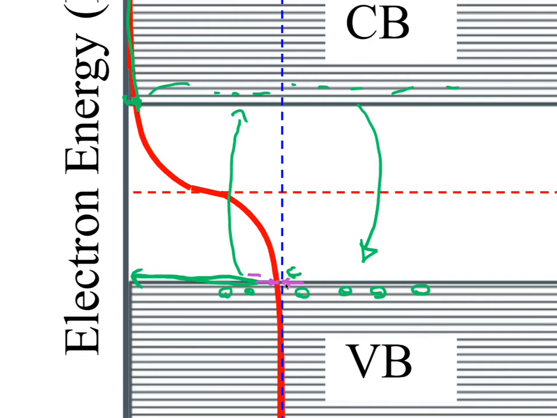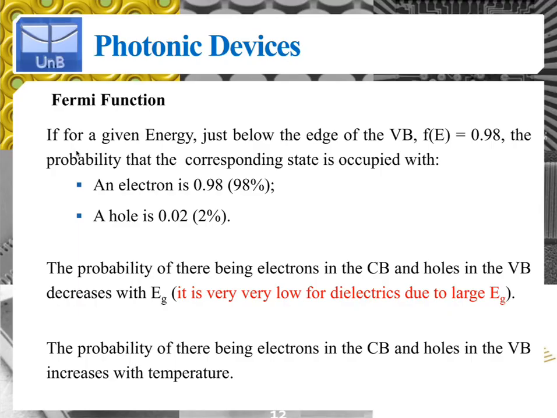So it's the probability that there is a hole in here. If for a given energy below the edge of the valence band, let's say that f(E), the probability of occupation, is 0.98, so a little below 1, then the probability that the corresponding state at this given energy is occupied with an electron is 98%. And the probability that the state is occupied by a hole, or is not occupied by an electron, as a consequence, is 1 minus this, so therefore it's 0.02 or 2%.